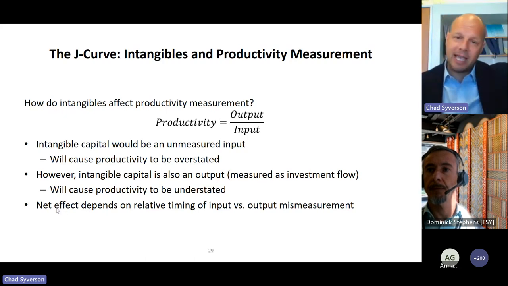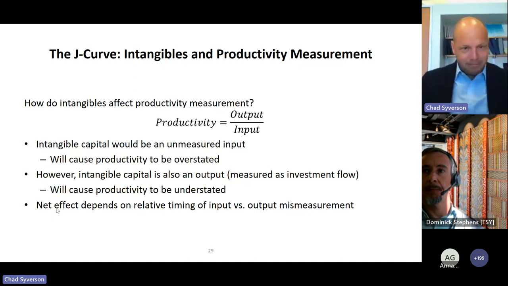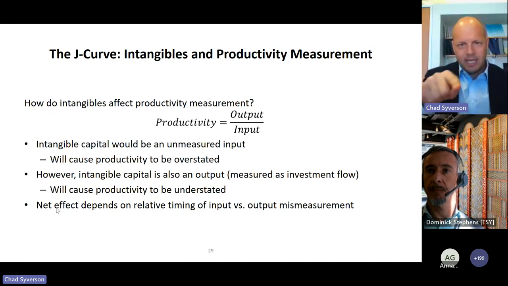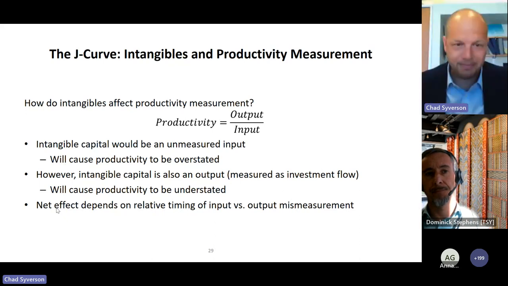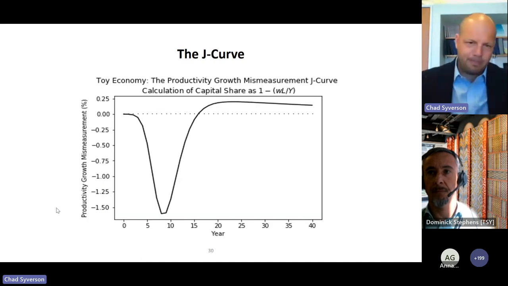Later, when that intangible capital is put into place and is being used to produce stuff, then you're undercounting inputs and you're overstating productivity. So if you look at the path of true productivity, which might look something like this, it's just going up, the J curve says measured productivity, first you understate productivity, and then later you overstate it. So you get this J shape, hence the name. Okay? So the assertion here is that general purpose technologies create this J curve phenomenon in measured productivity.